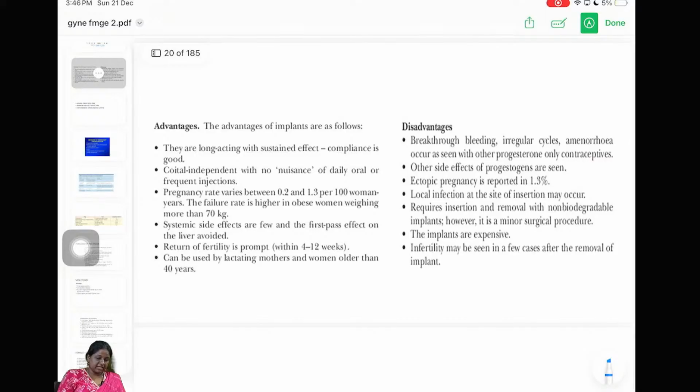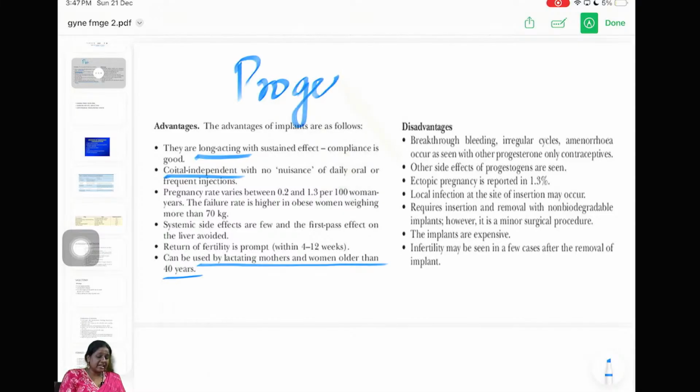Okay, now what is the advantage of implant? Once again, it is long acting. Okay, and it is coital independent. Understood. And it can be used by anyone, lactating mothers and women. See, one thing you have to understand is progesterone is always safe everywhere. That is why all the treatment plan starts with progesterone. Okay, because progesterone is a very simple drug which is going to counteract estrogen. Okay, and it is not very harmful also.